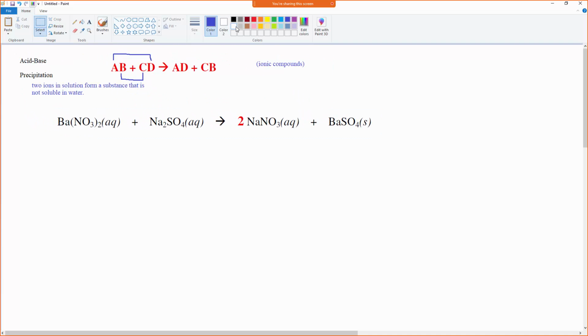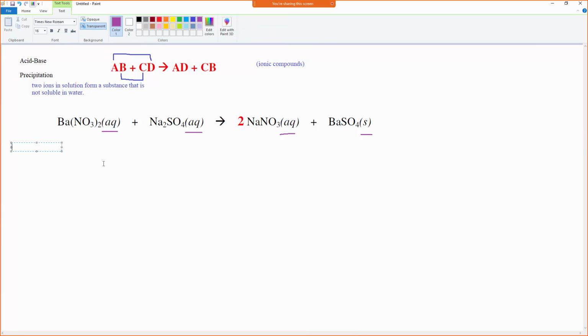Now, in order to indicate that something happened in terms of the phase, that is, something that was previously dissolved is now solid falling out of solution, we have to include what we call phases. So now not only are we going to include our reagents, but we're going to include the phases. And the phases are like this. They're always in parentheses. S means solid, L means liquid, G means gas, and then you see this AQ means aqueous, which means dissolved in water.